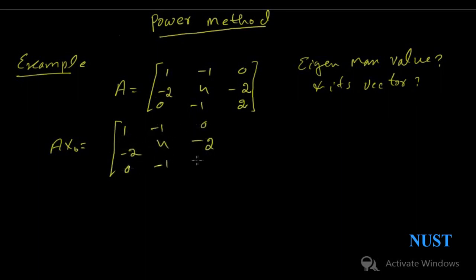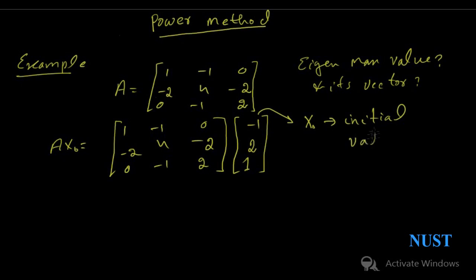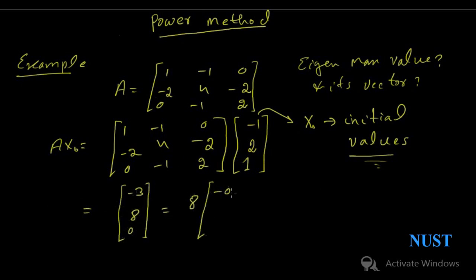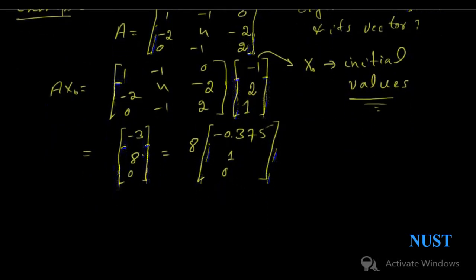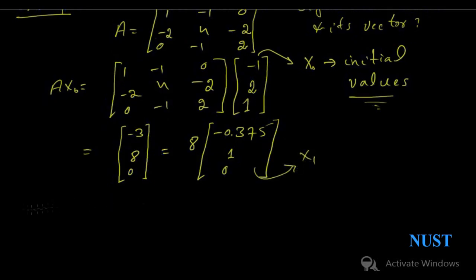The first step is to multiply this matrix A with some initially guessed vector x0, for instance, -1, 2, and 1. Use your calculator to multiply these two matrices and take common the maximum value from the resultant matrix, which is 8 in this case. So this was the first iteration. The eigenvalue is 8 and the vector is x1.